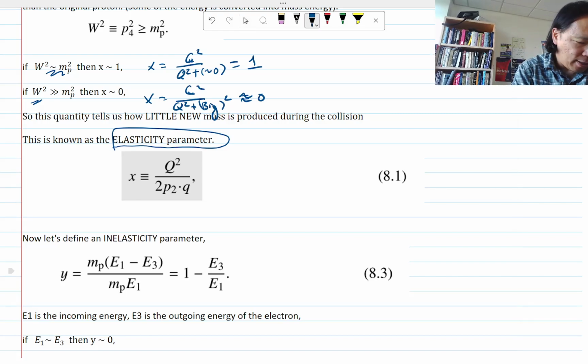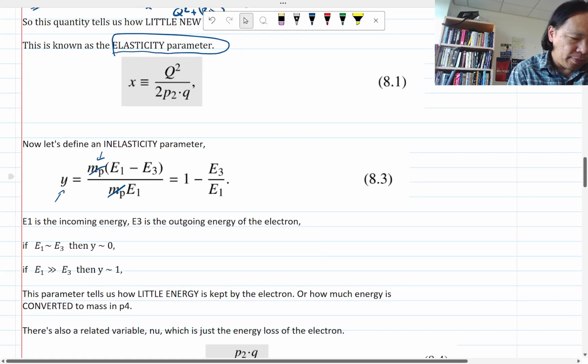An inelasticity parameter is defined as the mass of the proton... well, these actually cancel out. If you do a little bit of math, then you see that this is actually 1 minus E3 over E1.